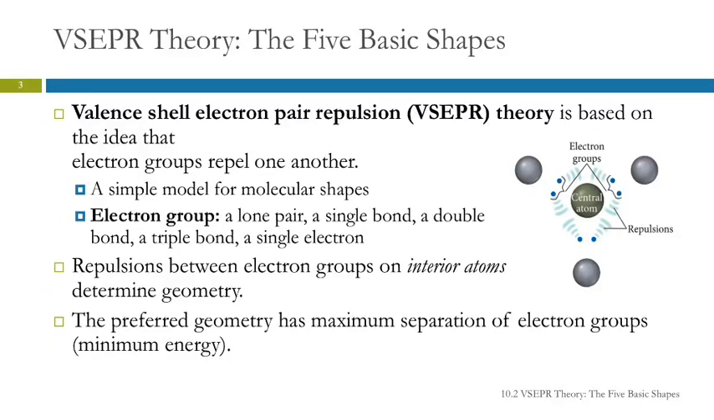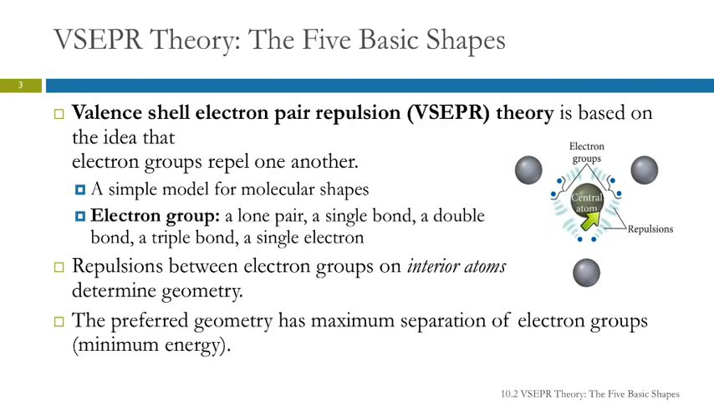So now we're going to look at the shapes of molecules, and the theory we're going to use here is VSEPR theory. That's an abbreviation for valence shell electron pair repulsion theory, and it's not exactly "VSEPR," but that's close enough pronunciation. It's just too long to say. This is based on the idea that electron groups will repel each other. It's a very simple model for molecular shapes, and it works really quite well.